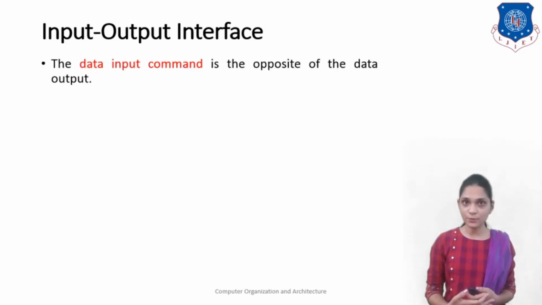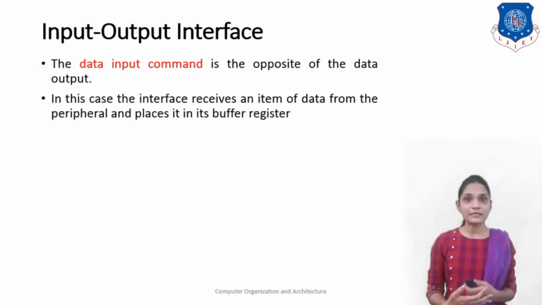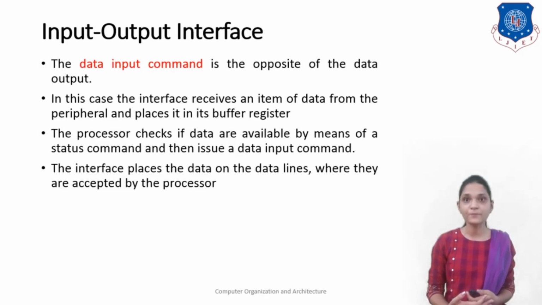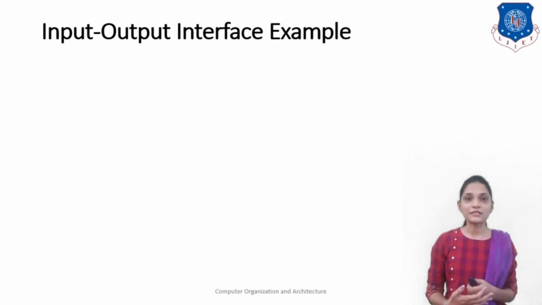Next one is the data input command, and this data input command is the opposite of the data output command. In this case, the interface receives an item of data from the peripheral and places it into the buffer register. The processor checks if the data are available by means of the status command and then issues the data input command. The interface places the data on the data line where they are accepted by the processor. So these are the 4 commands we can use for processing. Next we will see an example of an input-output interface.